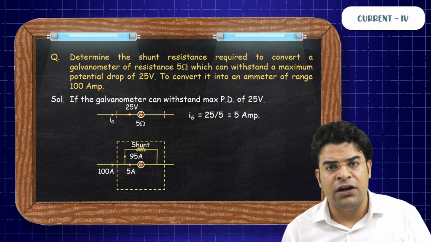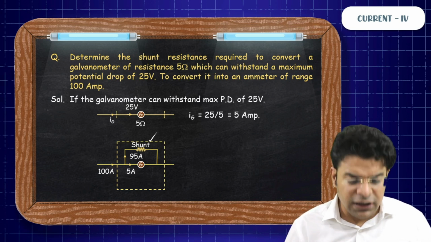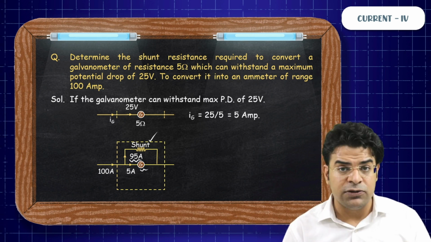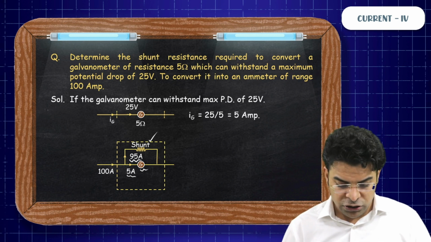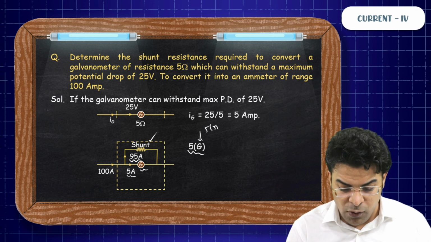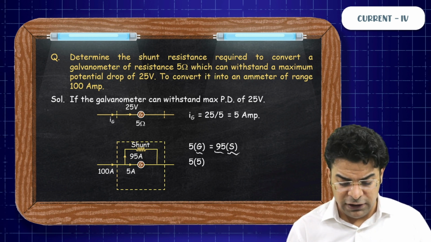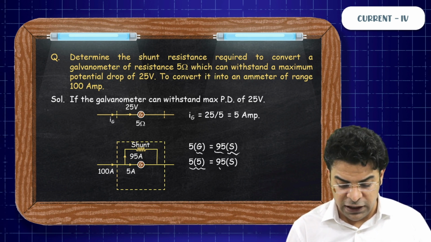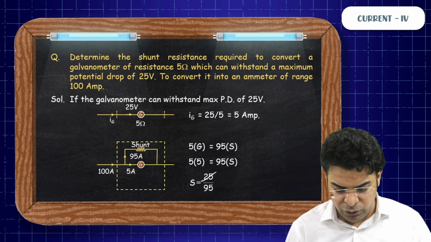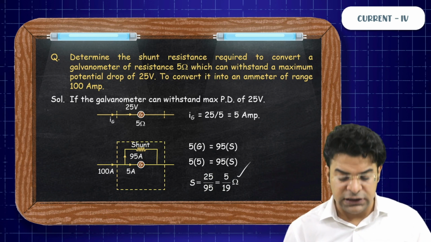Our mission is to find the shunt resistance. What to do? So simple. Balance the potential. The shunt resistance multiplied by the current flowing through the shunt has to be equal to the galvanometer resistance multiplied by the current going through the galvanometer. So 5 into G, and the galvanometer resistance is given as 5 ohm, equals 95 into S, which is the shunt resistance. Substituting the value of G as 5, you get 5 into 5 equals 95 into S. So S comes out to be 25 by 95. Cancel out a factor of 5 in numerator and denominator, so you get 5 by 19 ohm. So this has to be the value of the shunt resistance, 5 by 19 ohm.